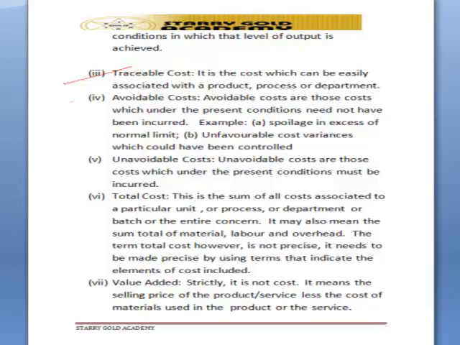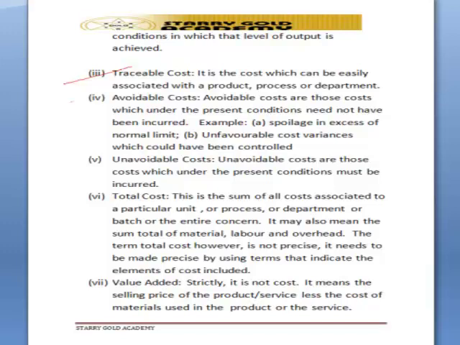Remember we also have what we call avoidable cost. That is cost that you can refuse to incur based on your decision. If you remember, we said all variable costs are controllable, and because they are controllable, they are also avoidable. Avoidable costs are those costs which, under the present condition, need not have been incurred. For instance, spoilage in excess of normal limit, or cost variances which could have been controlled. We call them avoidable costs.